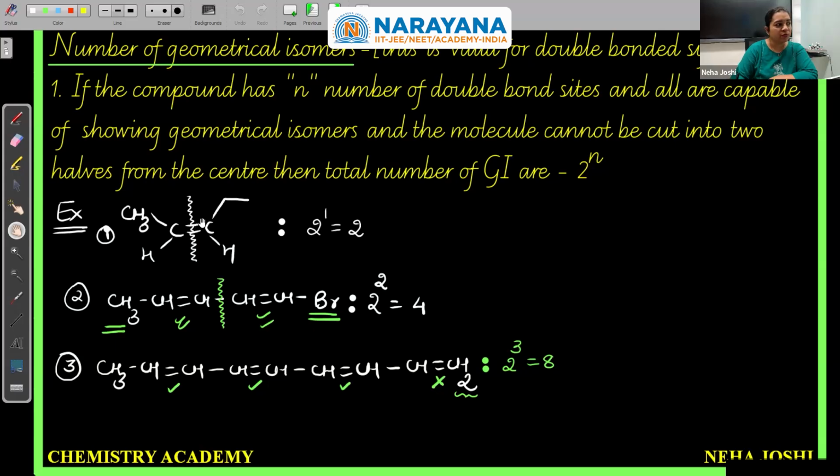For example, here only one pi bond is capable of GI, so 2 raised to power 1, that is 2. Here I have two pi bonds which are capable of GI, and it is not symmetrical. Halves means it should be symmetrical on both sides. That is what is meant here. So 2 raised to power 2, 4. Now here I have 1, 2, 3, 4 pi bonds. But see, this pi bond is not capable of showing GI, so I will use only 2 raised to power 3, 8. That is how you have to use the formula. Only those pi bonds which can show GI will participate in this.